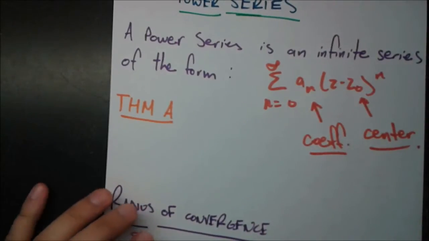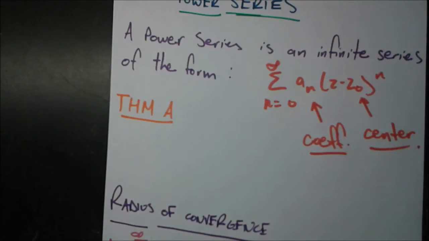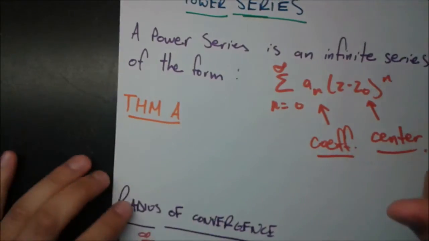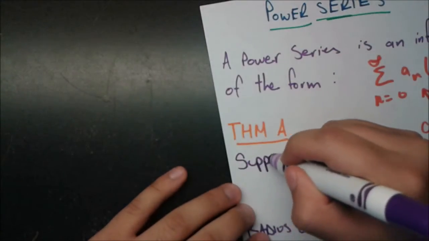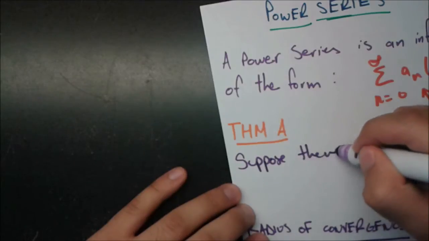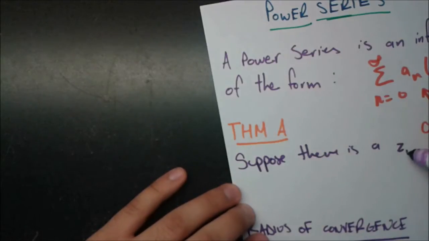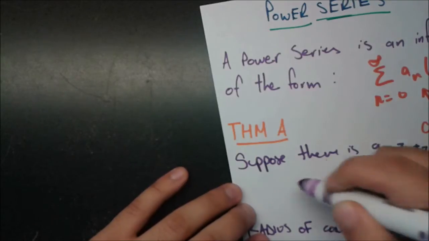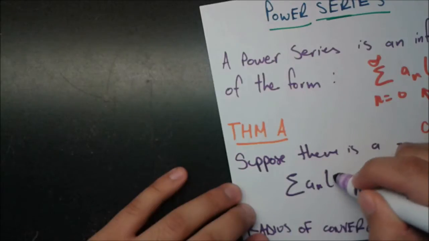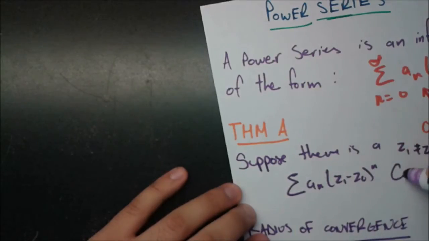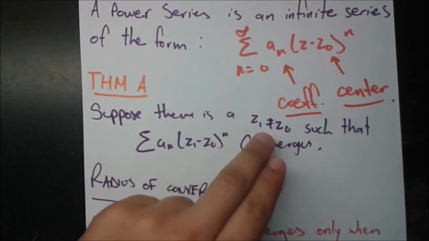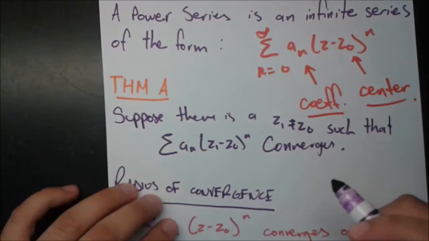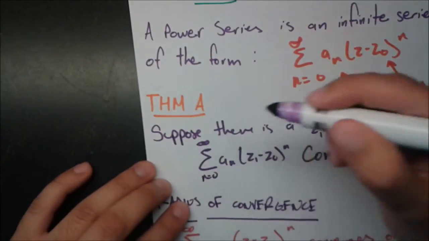Okay, so now I want to go straight into a theorem. This is going to be called theorem A, and we'll go over the proof, which I've written out, after I write down theorem A. Theorem A says: suppose there is a z1 not equal to z naught such that the sum of a sub n times z1 minus z naught to the n converges. So that's a supposition. Suppose there is some z1 not equal to z naught such that this converges, and of course this is n equals 0 to infinity.